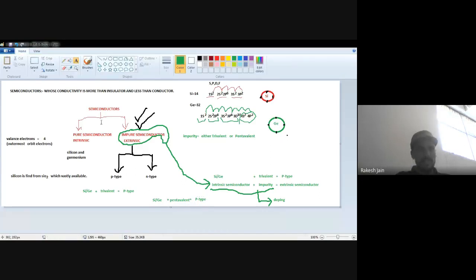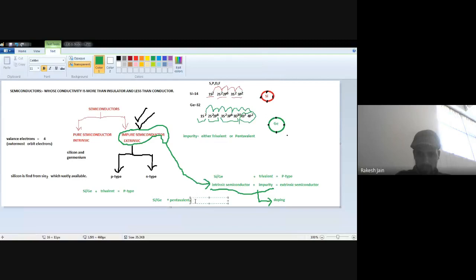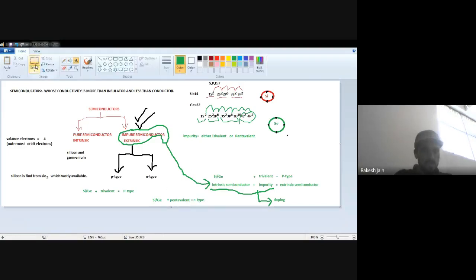So when I mix a pentavalent impurity, as a result, I will find an N-type semiconductor. So this is a basic formula we can say for the N-type semiconductors, right?